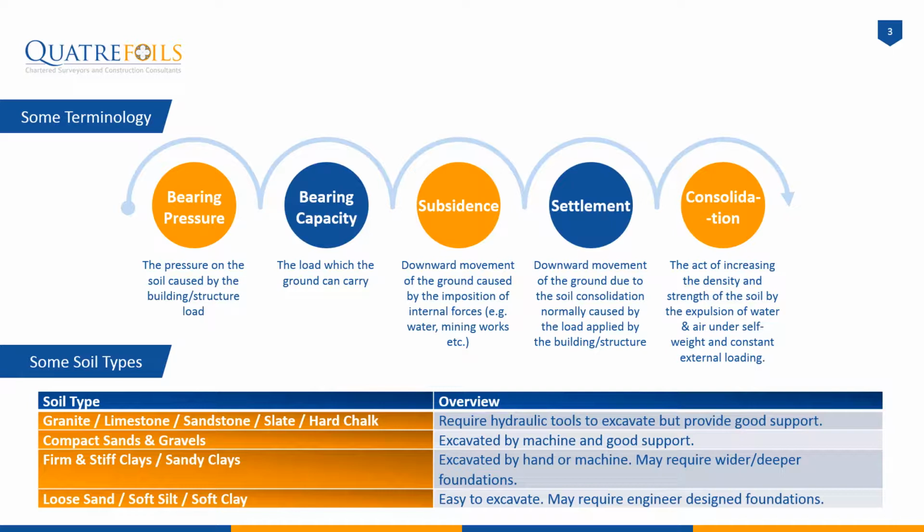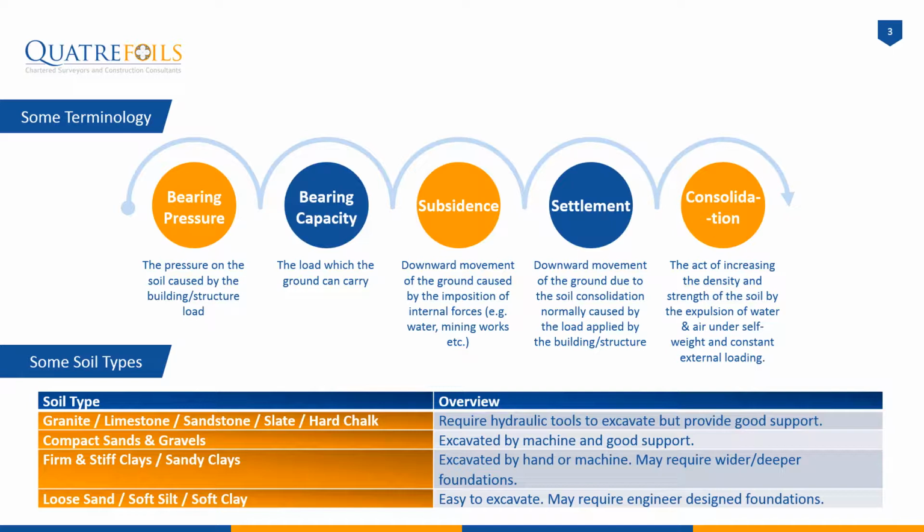The fourth one along is settlement. This is the downward movement of the ground, usually caused by the weight applied by the building or structure itself. For example, where inadequate foundations are used, the weight of the building will cause the downward movement of the ground. Click the link provided for a further video explanation on the difference between subsidence and settlement.